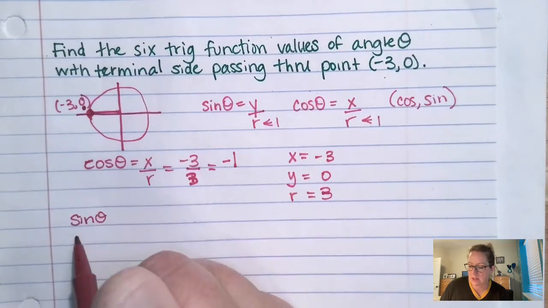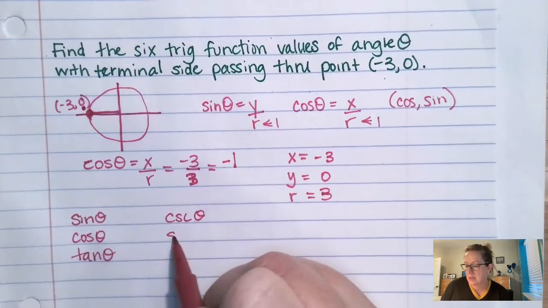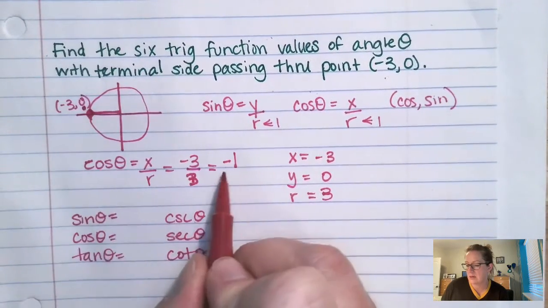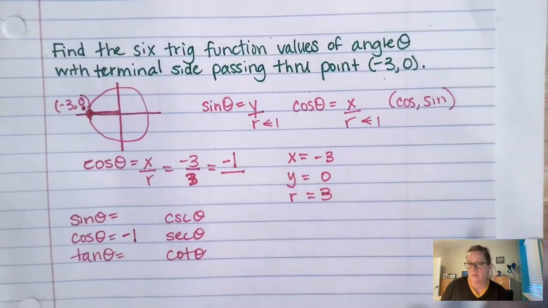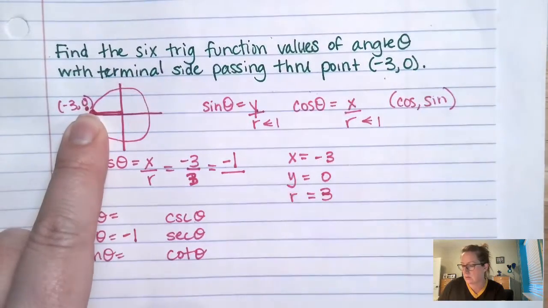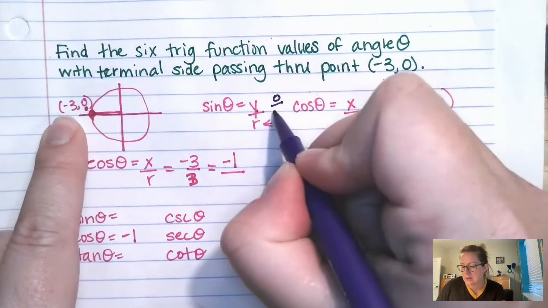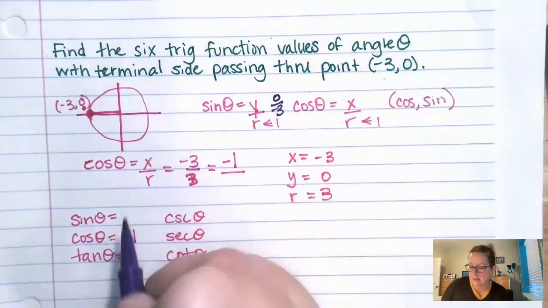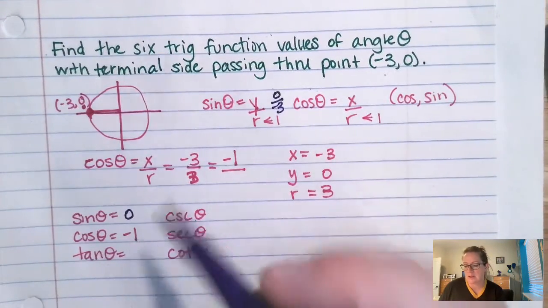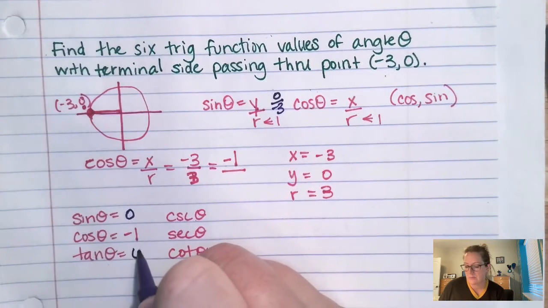So let's go ahead and write those guys down. We got sine, cosine, tangent, cosecant, secant, cotangent. Well, we just figured out that cosine is equal to -1, and then we just said sine. So let's look at sine. Sine is our y value. Our y value is 0, and our radius is 3. Well, 0 divided by anything is still 0. We know our tangent is our sine over our cosine value. So 0 divided by -1 is 0.